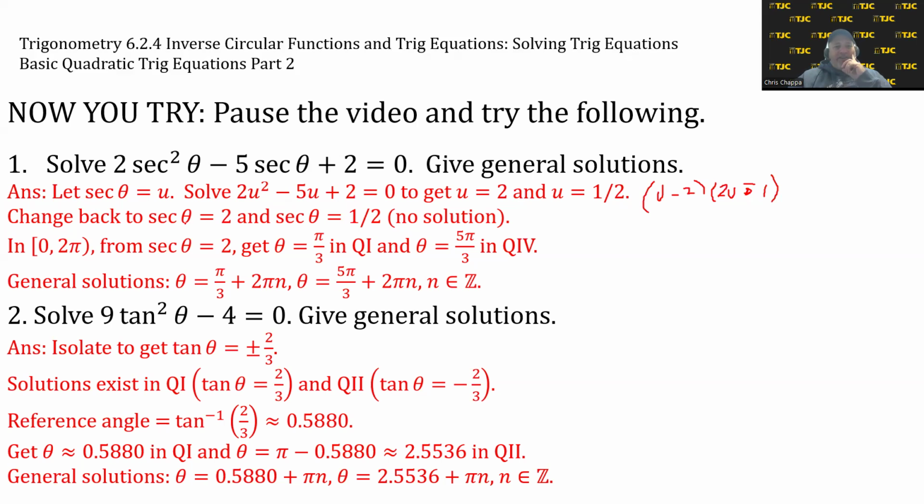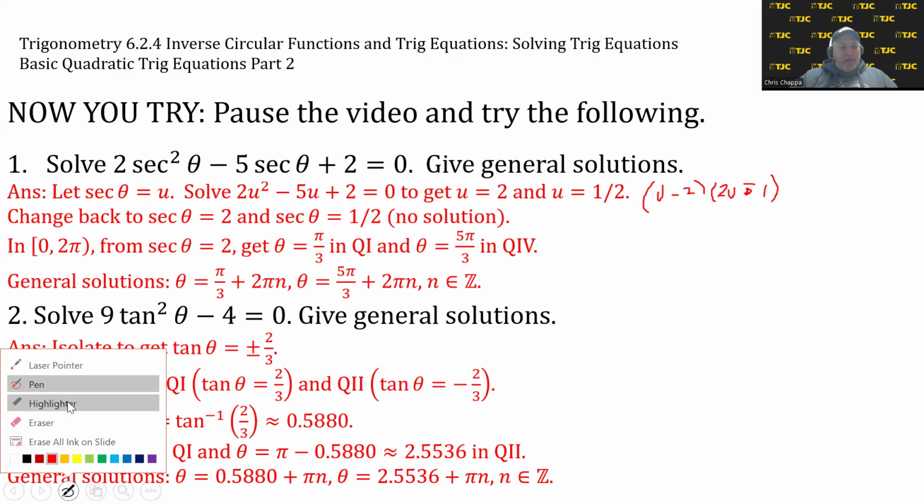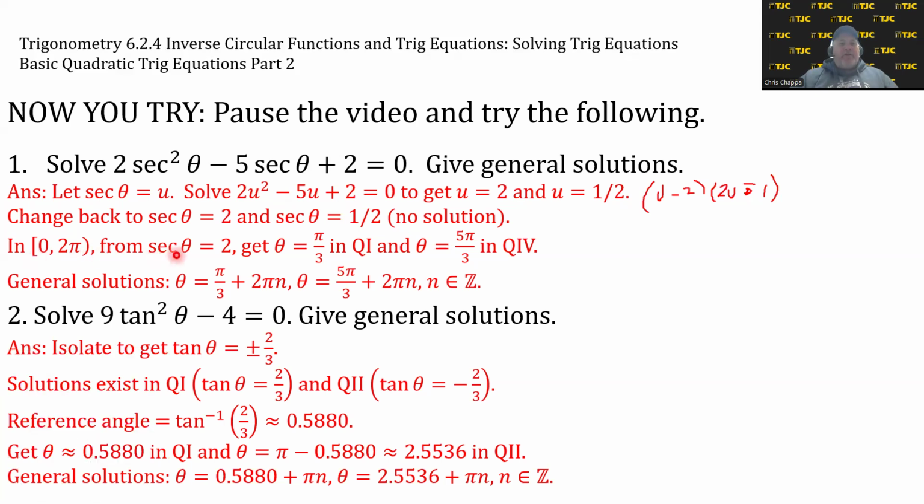Then change it back to secant of theta to get secant theta equals 2 and secant theta equals 1 half. Warning, 1 half is not in the range of secant. Secant is only 1 or higher or negative 1 or lower, not in between. So secant of theta equals 1 half has no solution. But secant of theta equals 2 has two solutions over the first period, in quadrant 1 and quadrant 4. The reference angle is pi over 3, and in quadrant 1, that's its solution. In quadrant 4, it's 5 pi over 3.